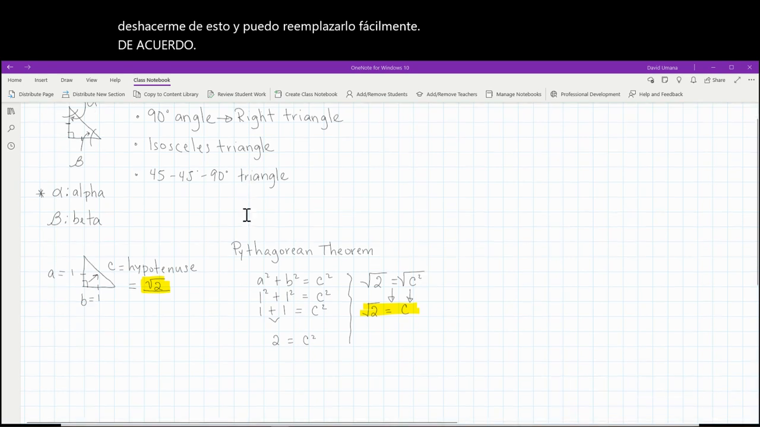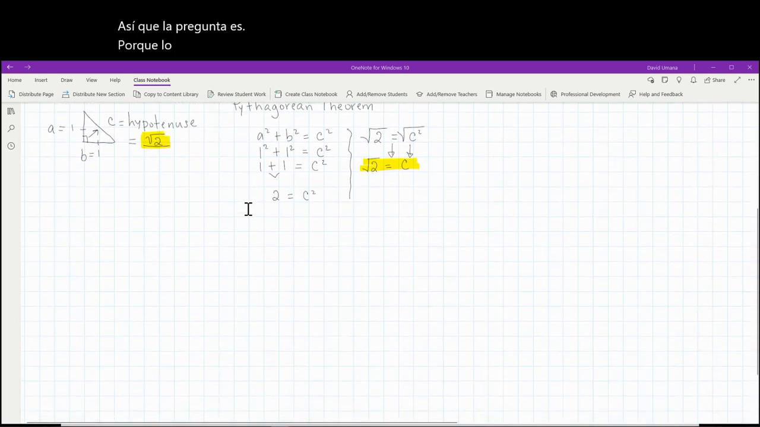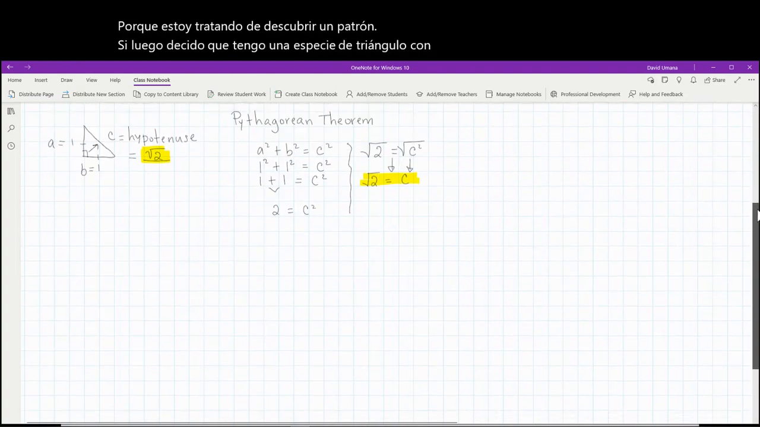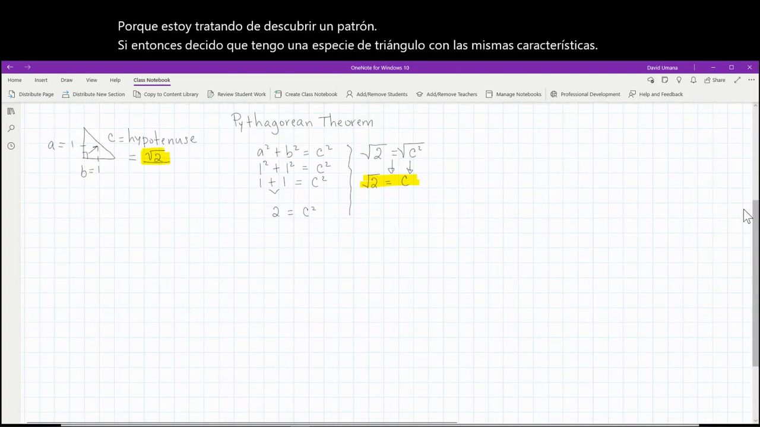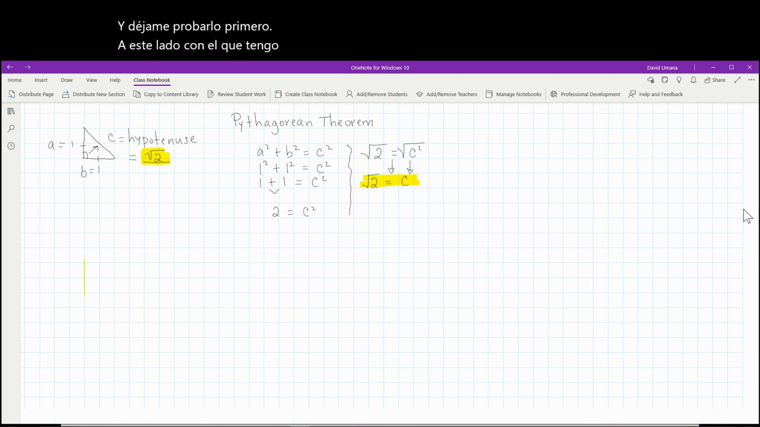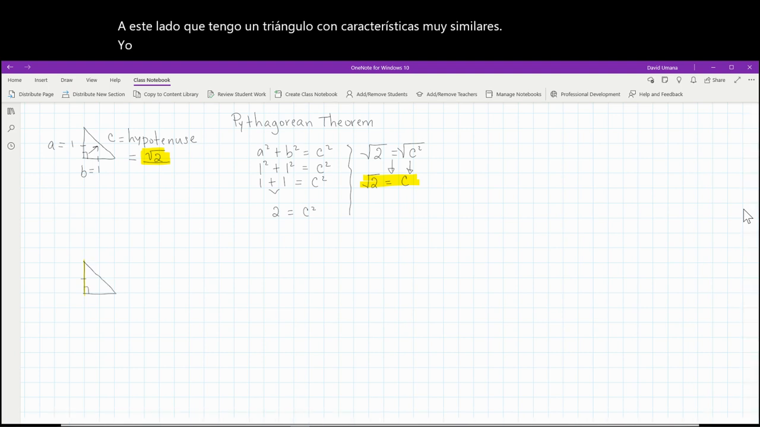So the question becomes, because I'm trying to figure out a pattern, what happens if I then decide that I have kind of a triangle with the same characteristics, except that now I decide that my triangle, and let me draw it first. I decide that I have a triangle with very similar characteristics, but I decide that this now measures 2 and this measures 2. What is c in this case?